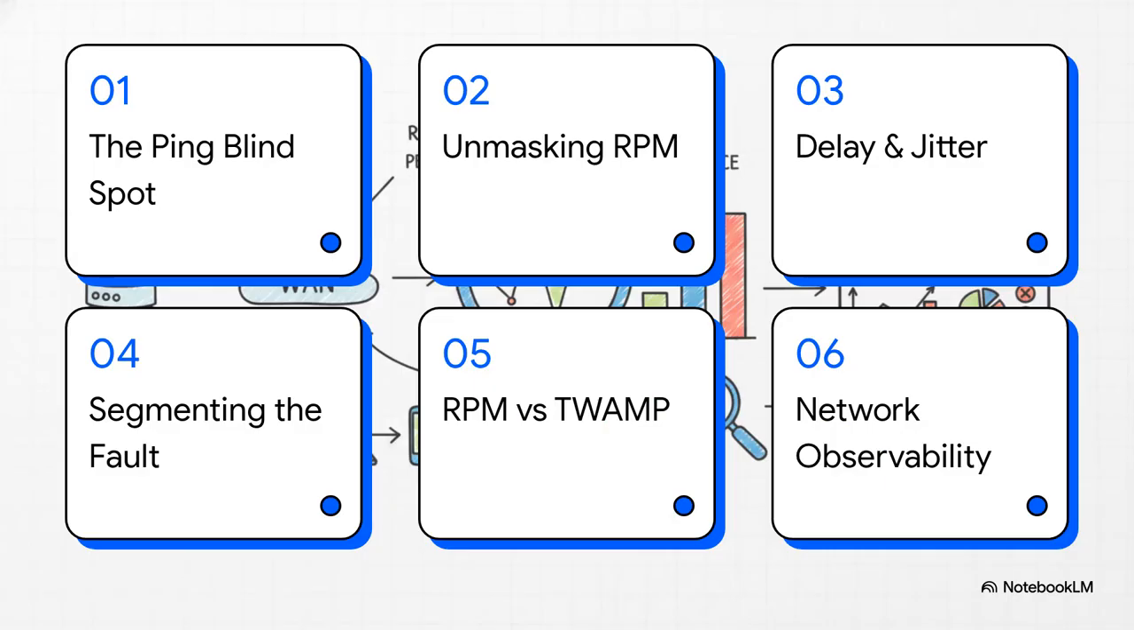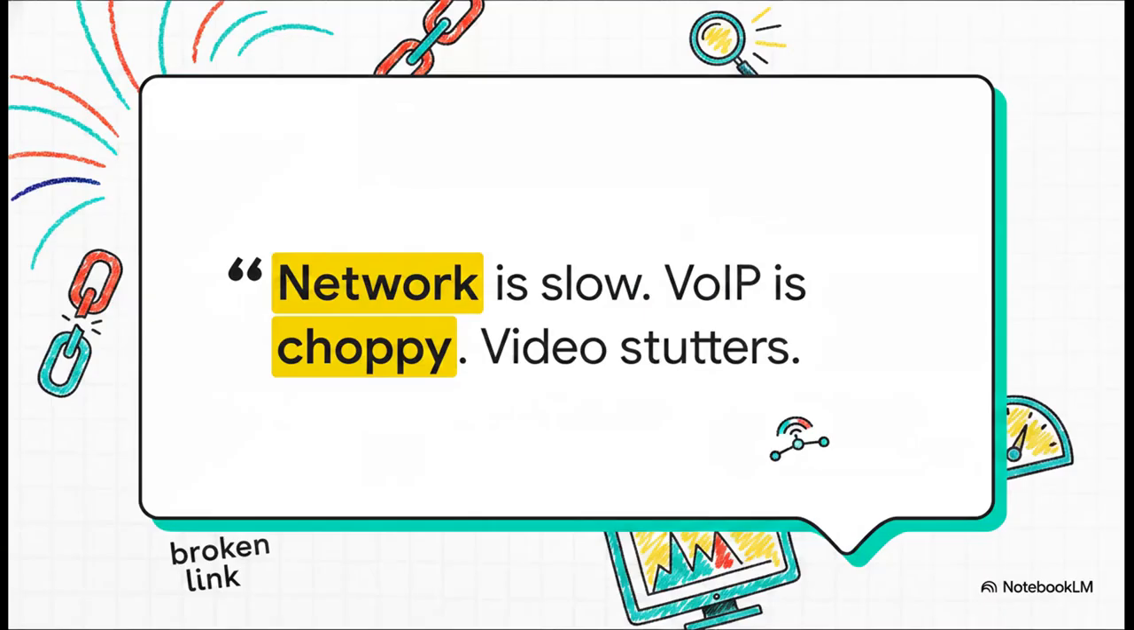Here's our case file for today. First, we'll examine the ping blind spot. Then we'll unmask RPM, crack delay and jitter, segment the fault, quickly compare RPM to 2WAMP, and finally, look at modern network observability. Let's get to it. You know the drill.